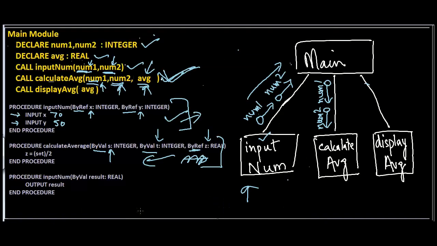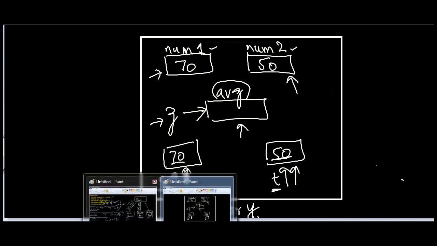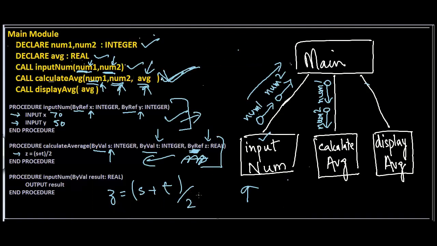So if we take a look here, Z has been passed by reference, and this equation here is modifying the value of Z. Z is being calculated using S plus T divided by 2, and we can see right now from our memory that S equals 70 and T equals 50. So 70 plus 50 would be 120, and 120 divided by 2 would give us 60, right? So that value 60 is being copied into Z.